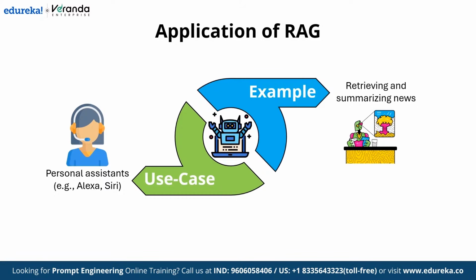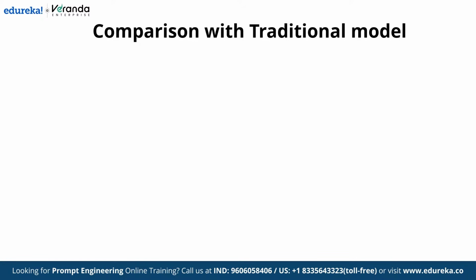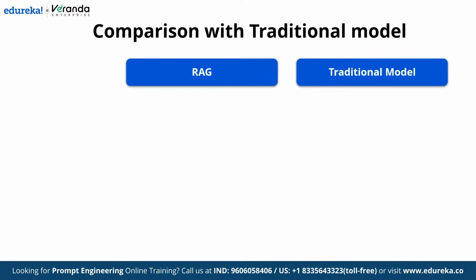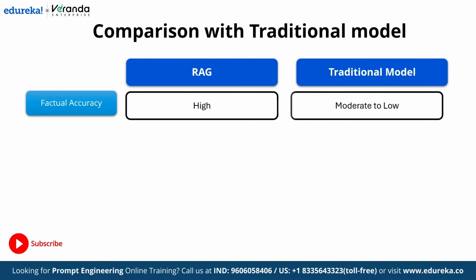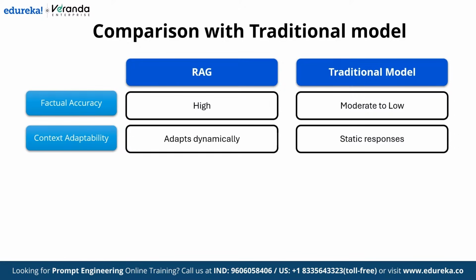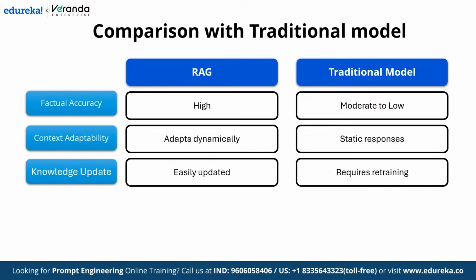language responses. Now, let's compare retrieval augmented generation with traditional AI models across 3 features. First, we have factual accuracy. RAG provides highly accurate responses by using real-time data, whereas traditional models may give less accurate answers and may give errors. Next is context adaptability. So here, RAG adapts quickly to new queries using live data, whereas traditional models offer fixed answers based only on pre-trained knowledge.